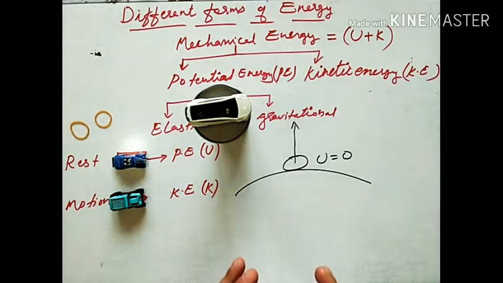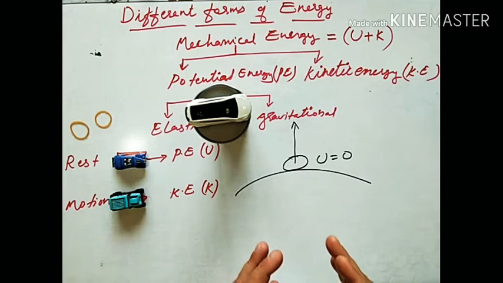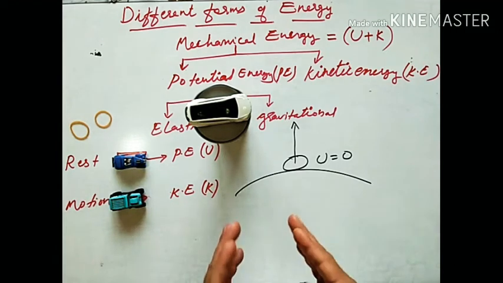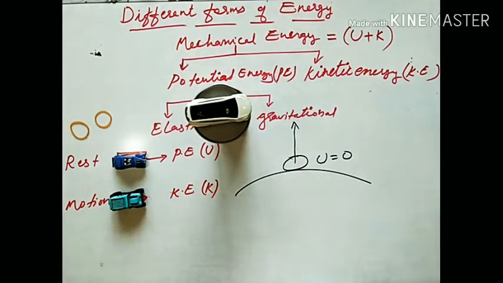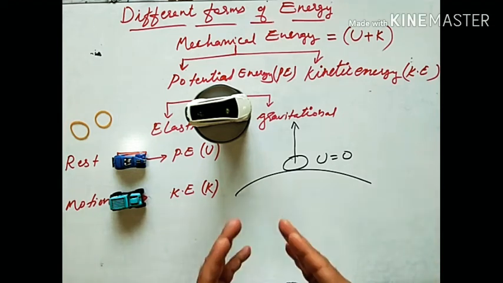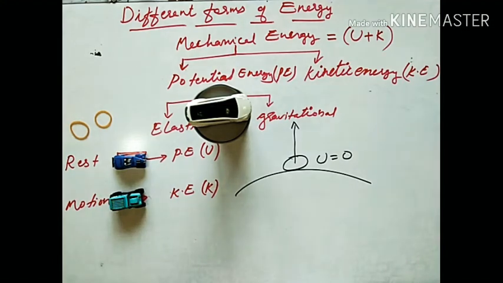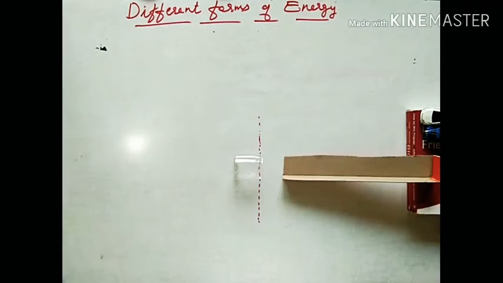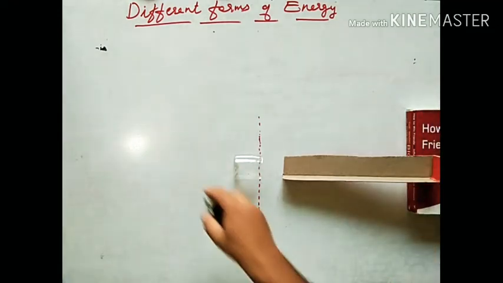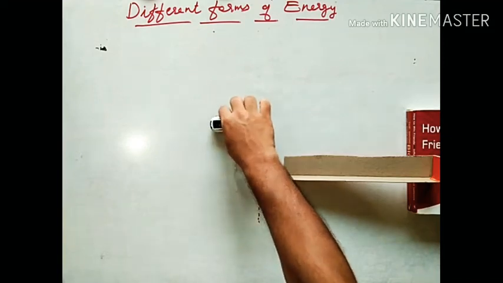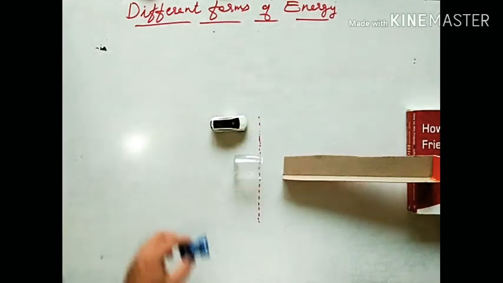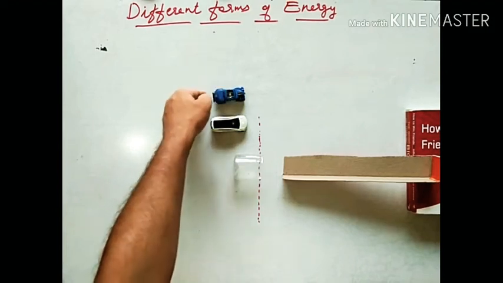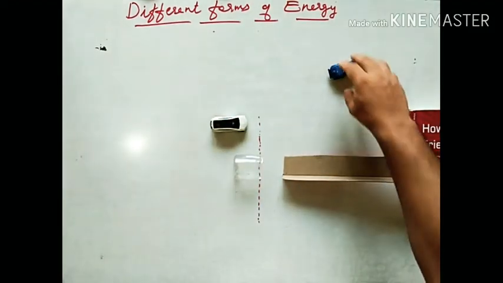Now let's investigate what is kinetic energy and what is potential energy, and how potential energy is getting converted into kinetic energy, with a simple activity. Let us see the effect of potential energy and kinetic energy. Okay, ready for the activity? Alright, let us perform the activity. As you know, a body at rest has potential energy, and a body in motion has kinetic energy.